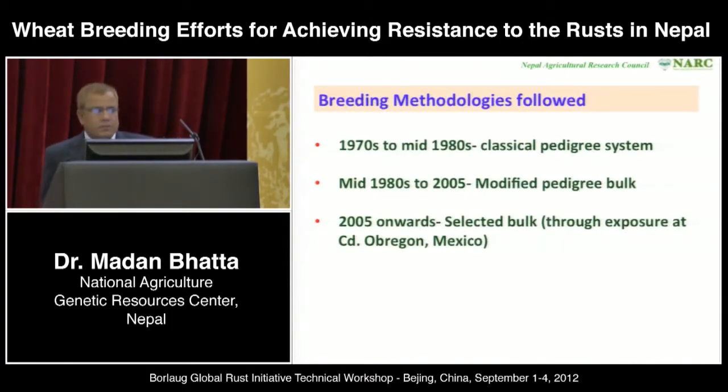Coming to breeding methodologies, we started with the classical pedigree system from the 70s to the mid-80s, and from the mid-80s to 2005, we switched over to a more resource-efficient breeding selection system, modified pedigree bulk. After 2005, we apply selected bulk, the most efficient breeding selection system, through the exposure and CIMMYT.